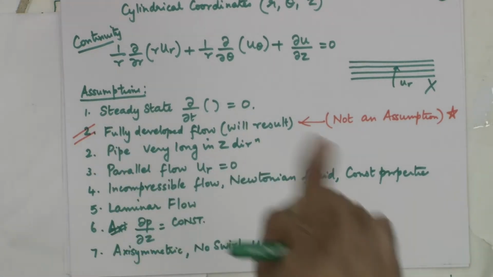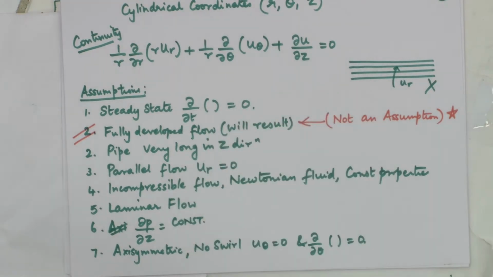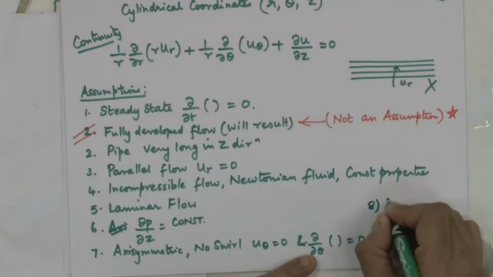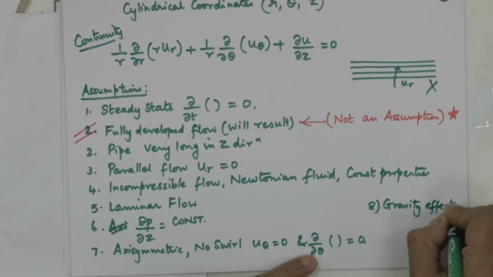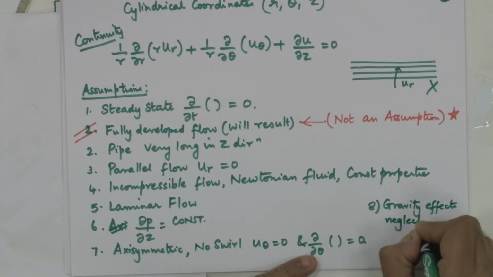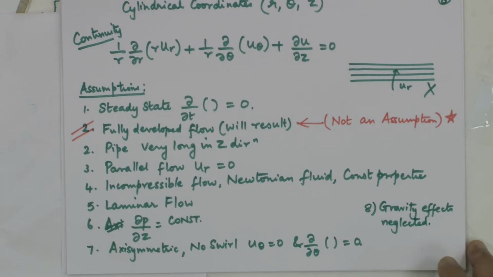Axisymmetric means d by d theta of anything equal to 0, no swirl. So, it is not like a vortex being generated, what you see when you open the drain of a wash basin, where there is a swirl component. We do not have any such swirl. The flow is perfectly laminar, no swirl, no rotational component. Gravity effects are negligible in all directions. When we say neglected, it means it is very small compared to the other forces, which are the inertial force, pressure force and the viscous forces.